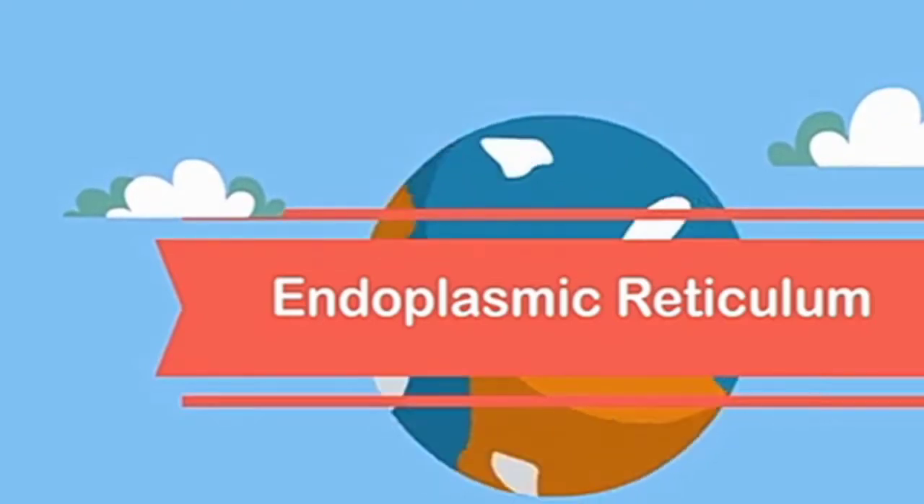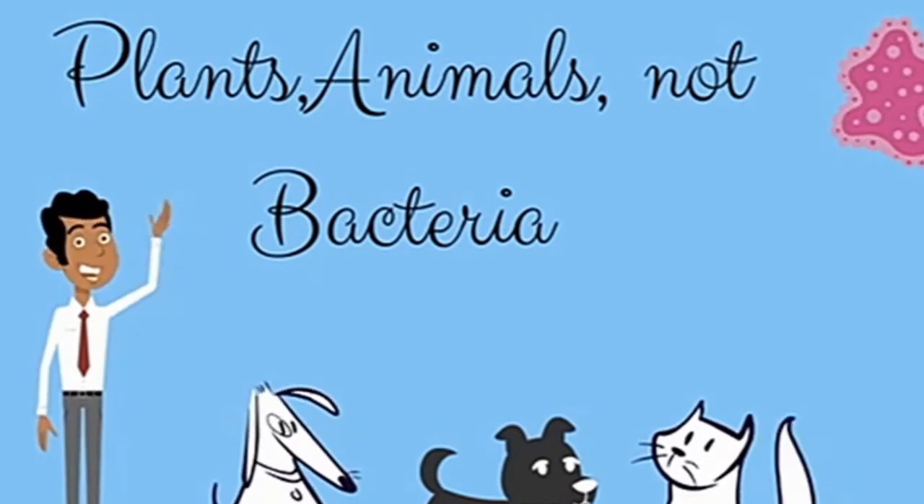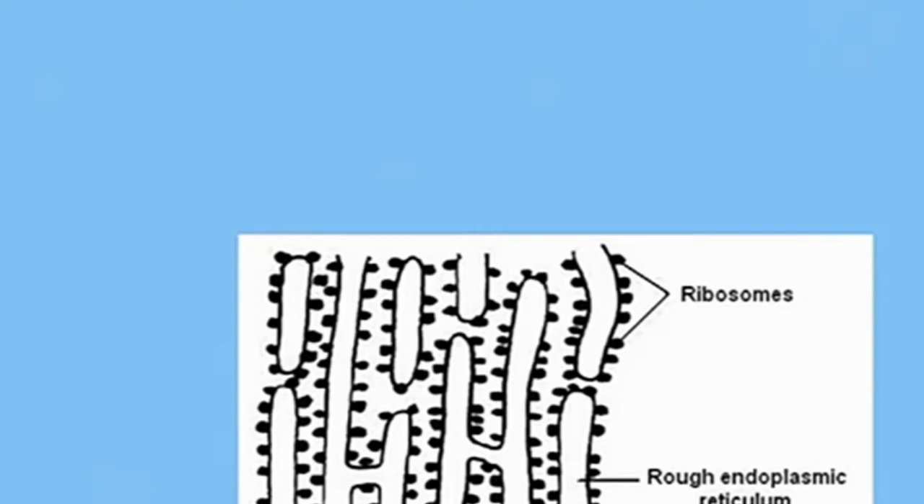Endoplasmic reticulum. The endoplasmic reticulum is found in plants, animals, but not in bacteria. As I told you, ribosomes are present on the surface of endoplasmic reticulum. Due to the presence of ribosomes, this surface appears to be rough. That's why it is named as rough endoplasmic reticulum.